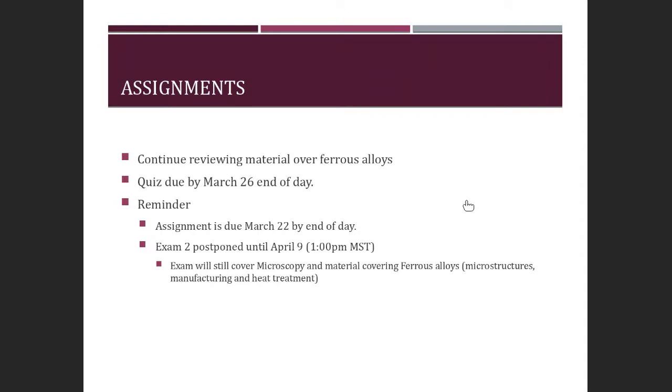So looking at the casting, looking at difference in microstructures for casting versus forgings, also hot formed versus cold formed materials, you should be able to easily distinguish now the differences between a casting, hot forge, or cold worked component. Once again, review your materials over ferrous alloys.